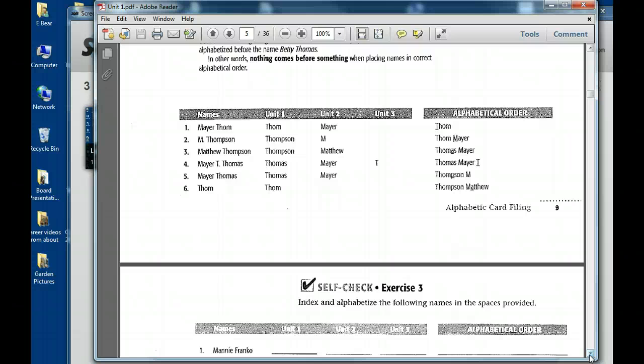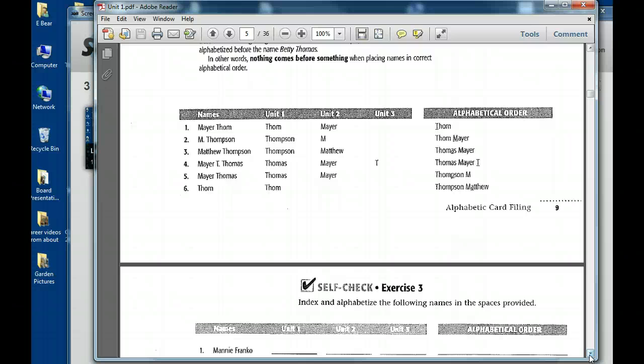In Unit 2, for number 1, we have Mayor. Unit 2 for number 2 is M. Matthew is Unit 2 for number 3. And Mayor is Unit 2 for numbers 4 and 5.